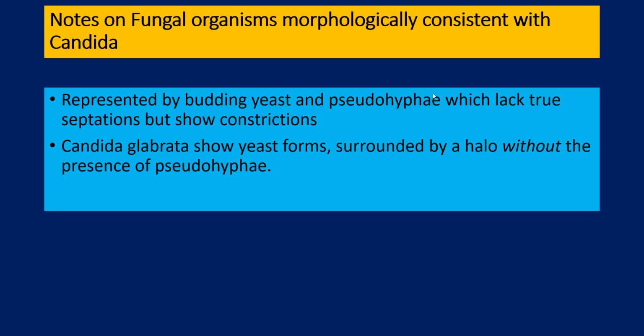So the notes on fungal organisms morphologically consistent with Candida are as follows. They're represented by budding yeasts and pseudohyphae which lack true septations but may show constrictions. Candida glabrata, on the other hand, only shows the yeast form surrounded by a halo, as you saw in the previous picture, without the presence of pseudohyphae. So if you just see the yeast forms, it most likely is Candida glabrata.